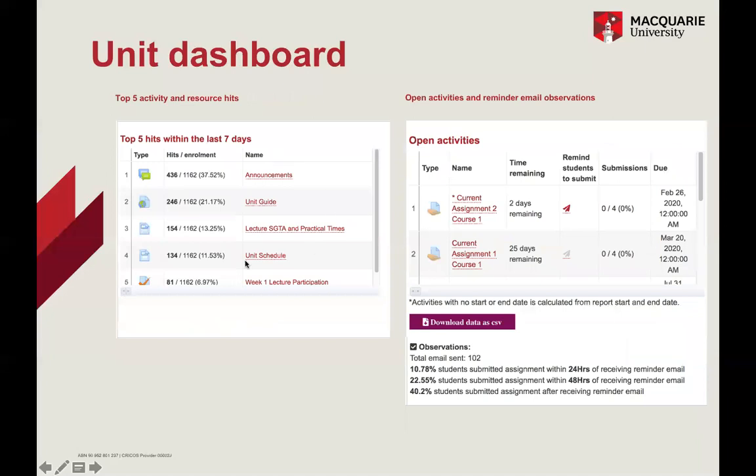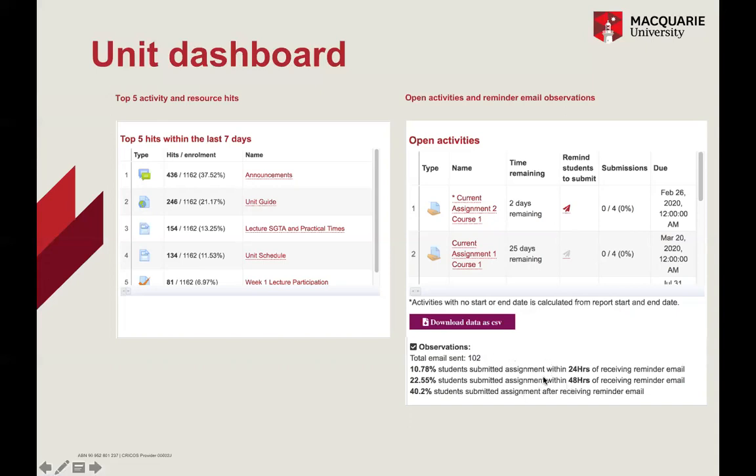Next, you will see this one, which will give you an idea of the top 5 hits within the last 7 days. So out of 1,162 students, 436 are accessing the forum, which is 37%. So these are the top 5. On the right-hand side, you will be able to see all the open activities and when they are due. This one is due with 2 days remaining. And clicking on this button, you can send them a reminder email. I will show this later.